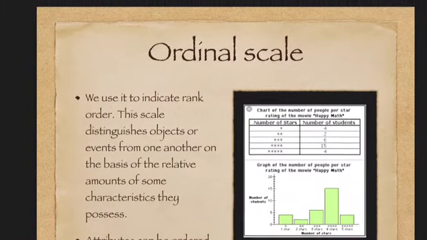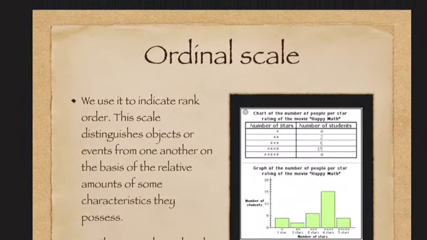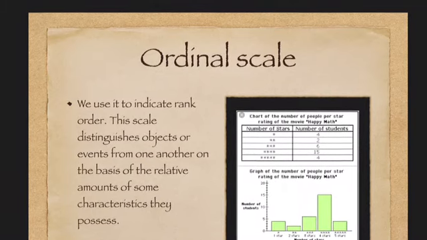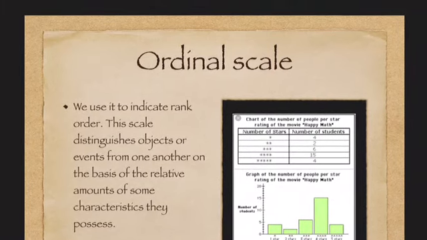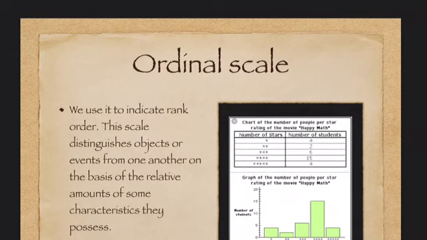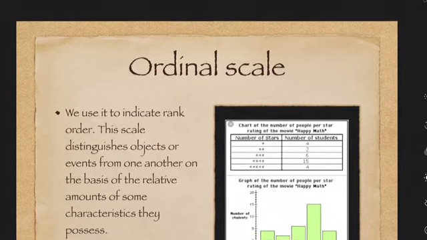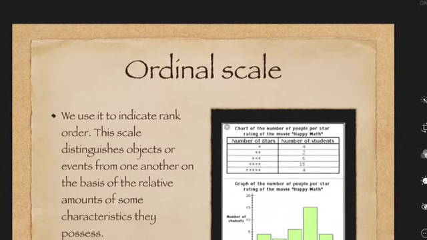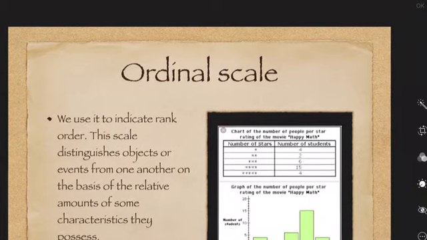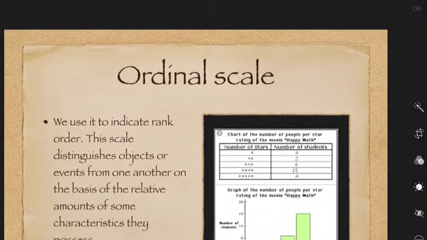The second scale is ordinal. We use it to indicate rank order. This scale distinguishes objects or events from one another on the basis of the relative amounts of some characteristic they possess. Attributes can be ordered.